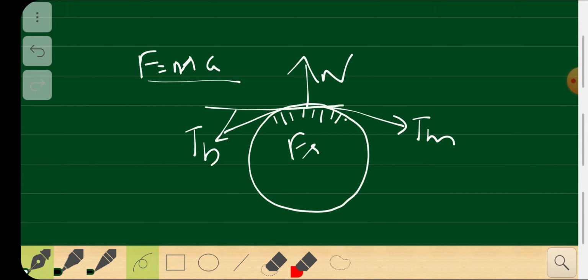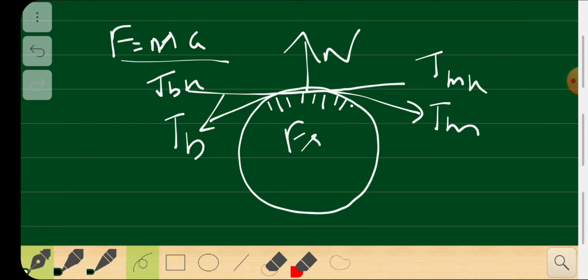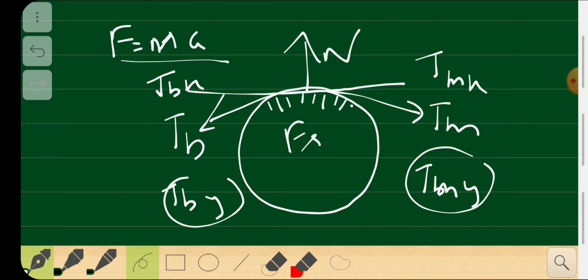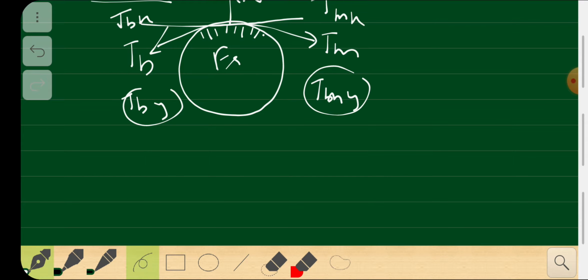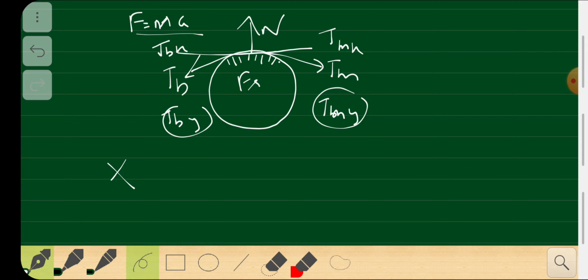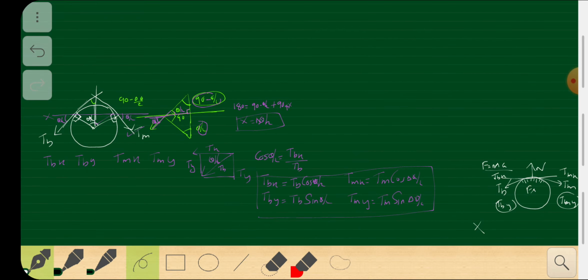Okay, those are the things in here. In the x-axis, you have T boy of x and T mass of x, and in the y-axis we have T boy of y and T mass of y, right? So I'm going to resolve them. I'm going to use F equal to ma in the x-axis, right? But before that I have to do one more thing.